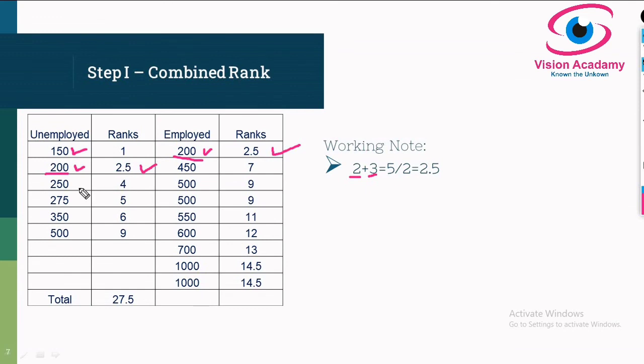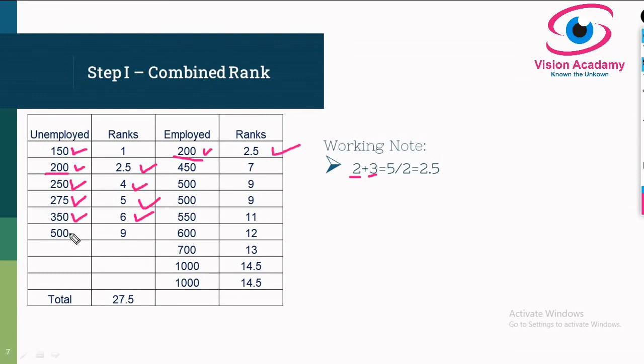So now I will consider the next value. First, second, third positional values are covered, and the next positional value is 250. There are no other 250. So I will give fourth rank to this, and next value is 275. There are no other values tying with 275, so I will give fifth rank. And 350 also has no tie, so I will give sixth rank.